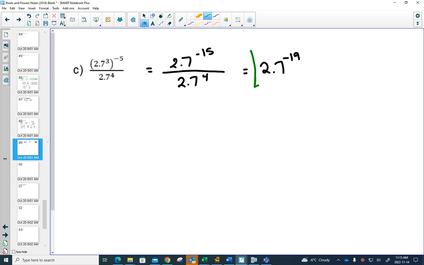Now technically, you could leave your answer like this because this question said write as a single power, and we have a single power now. But because it's negative, you could also change this to 1 over 2.7 to the positive 19.